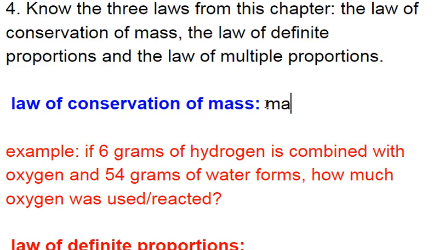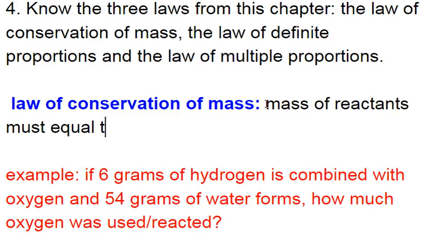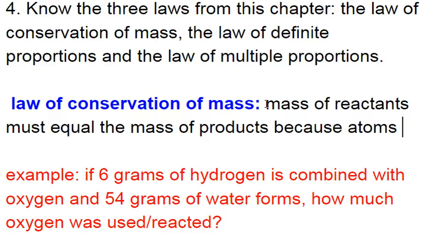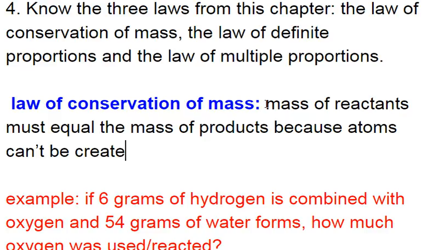Mass of reactants must equal the mass of products. How come? Because atoms can't be created or destroyed. So whatever atoms you start with, you end with. Some of them might recombine, some of them might not, but regardless, what you start with, you end with. So the mass before and the mass after have to be the same.